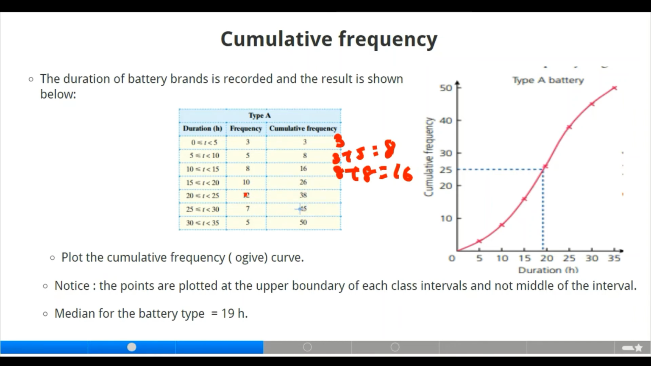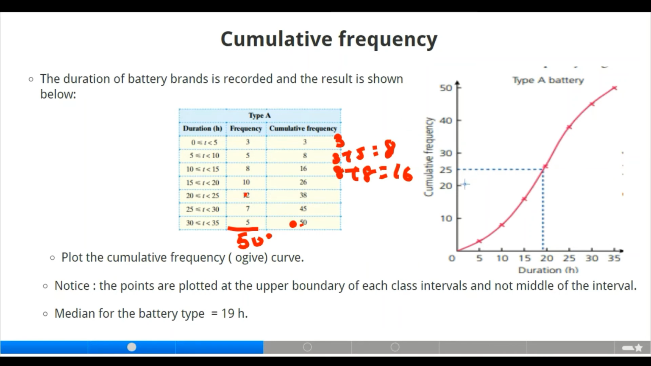38 plus 7 gives 45, and 45 plus 5 will give 50. Now, one thing about cumulative frequency is this. By the time you add up your frequency, the summation of this frequency is 50. So the last value of the cumulative frequency must tally with the total number of the frequency that we have been given. If that is not the case, there's a mistake somewhere.